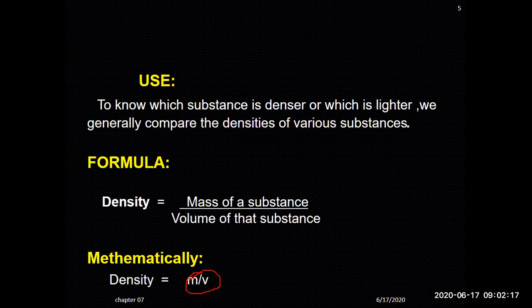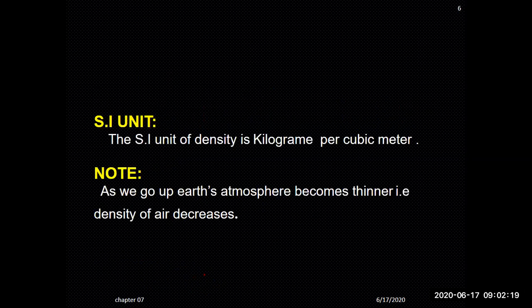After calculation, we write the unit. The SI unit of density is kilogram per cubic meter. Note, as we go up, Earth's atmosphere becomes thinner and the density of the air decreases. Why?